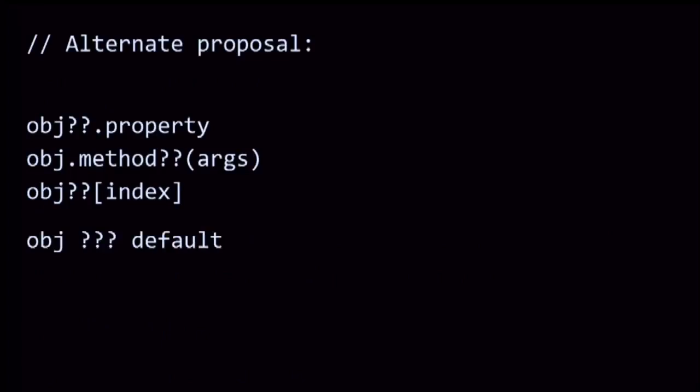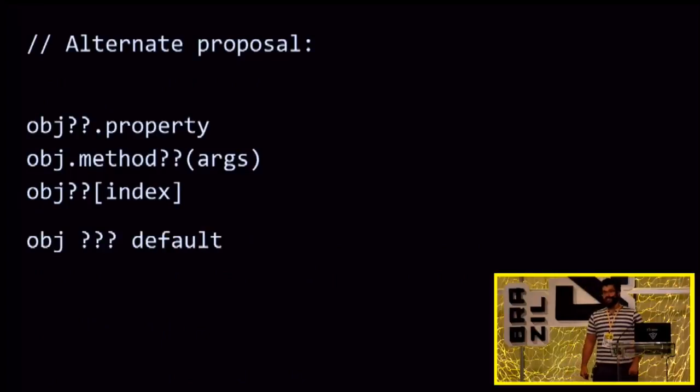An alternate proposal is to use 2 question marks. So in this case, you always use 2 question marks, and then that could be followed either by a dot, or a square bracket, or a parenthesis. And then for defaults, we would use 3 question marks. That's sort of a lot of question marks.